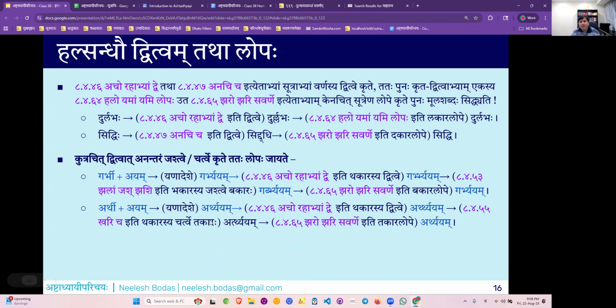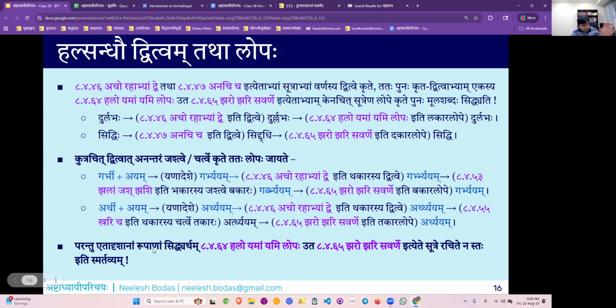Arthi plus ayam, arthyayam. Thakarasya dvitve krute arthathyayam. Khari cha iti thakarasya chartve takaraha, arthayam. And then jharo jhari savarne. So what is the structure now? You have r, you have t and you have th. The t can be removed, giving back arthyayam. So many times, in almost all cases, after doing a dvitva, you will end up with again an optional lopa. Dvitva is also optional, lopa is also optional.